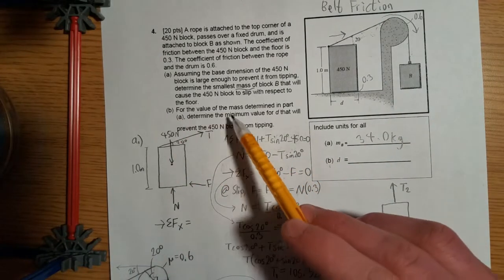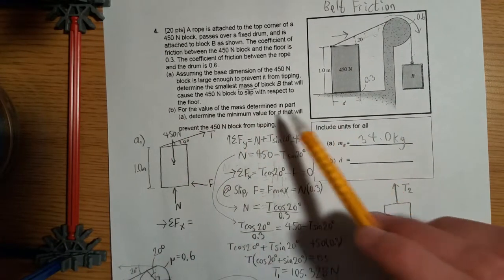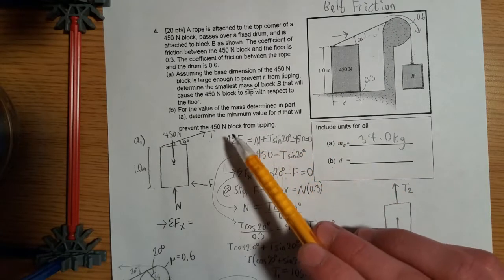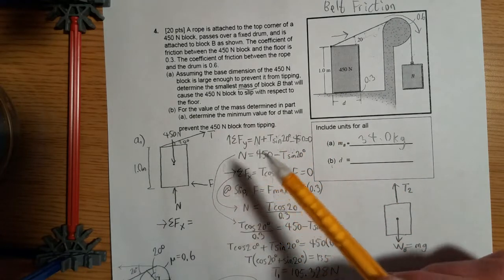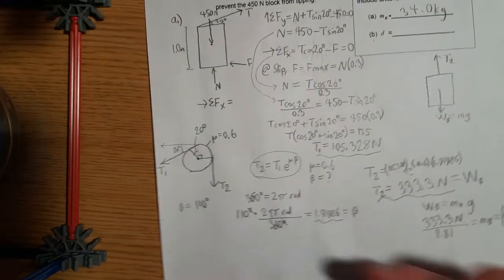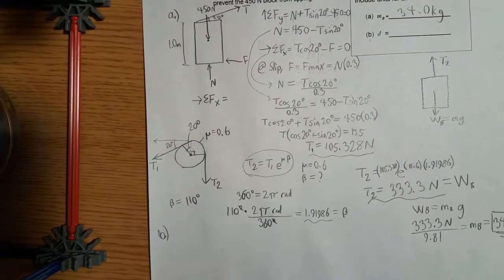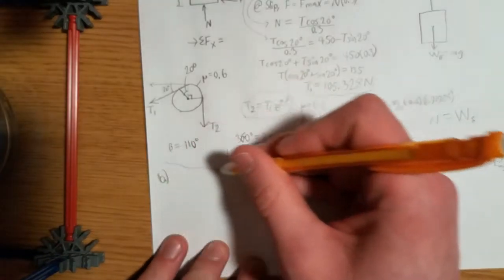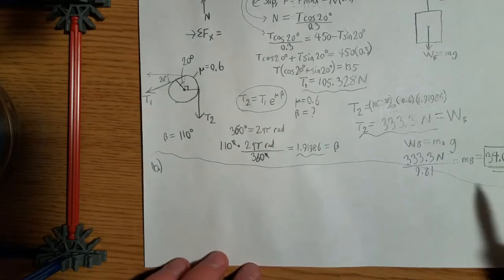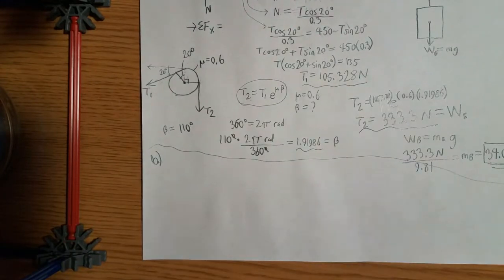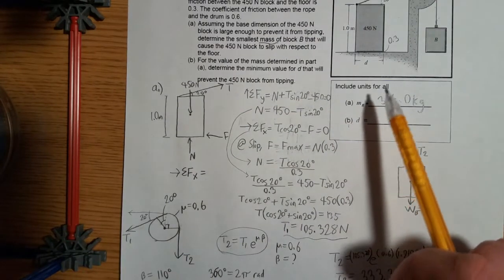It says, for the value of the mass determined in part A, determine the minimum value for D that will prevent the 450 Newton block from tipping. So we'll go ahead down here, and this is where, whoops, drew a line through that. So our part B does depend on part A.